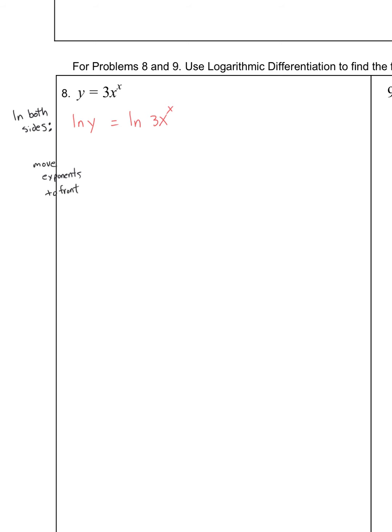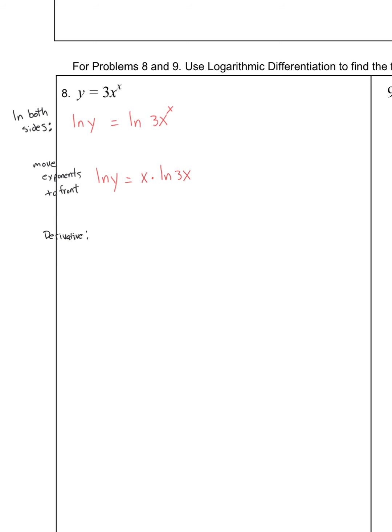The second step in log differentiation is you move any exponents to the front. Okay, and that's just a log property. So on the left, there's nothing to do. There's no exponents here, so that stays ln y. But on the right, this exponent here, x, goes in the front. So that gives us x times ln 3x. All right? Okay, the next step is now we finally take the derivatives.